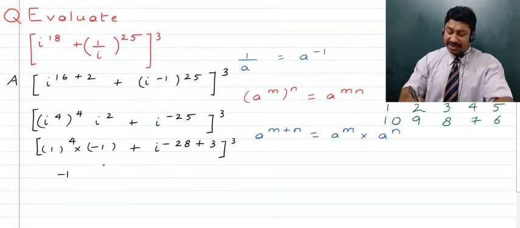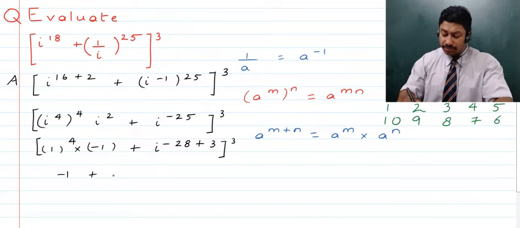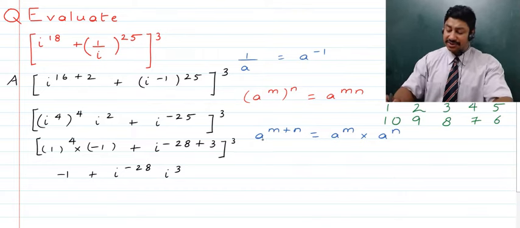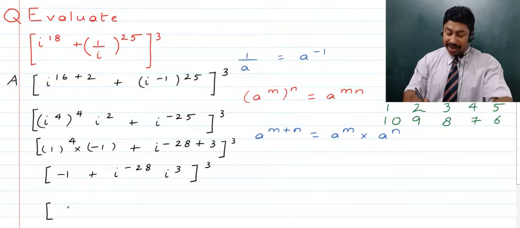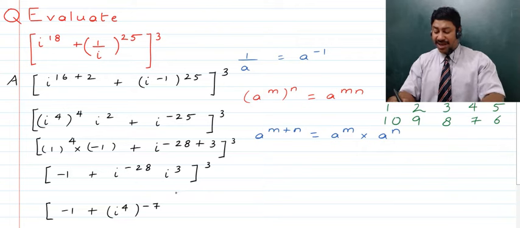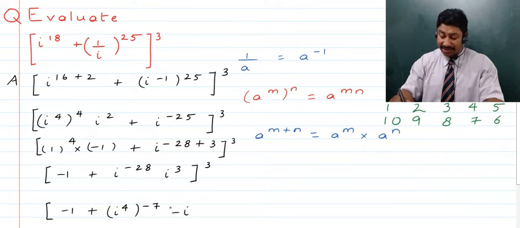So for the children, in the next step we can write this as i raised to the power minus 28, to which is multiplied i raised to the power 3. And again we've been able to get this because this is i raised to the power m plus n, which can be written as a raised to the power m into a raised to the power n. Now remember children, the whole power of this is 3, as such we'll keep writing that. Now in the next step we can now write this minus 1, and i raised to the power minus 28 can be written as i raised to the power 4, whose whole power is minus 7, and it is multiplied with i cube, which you remember as minus i, right?